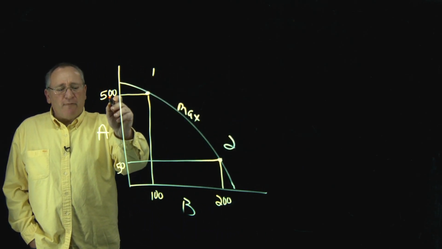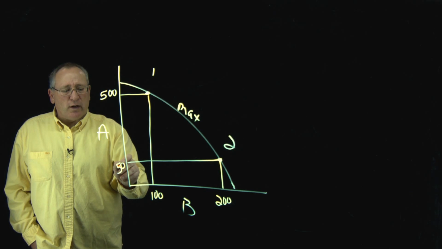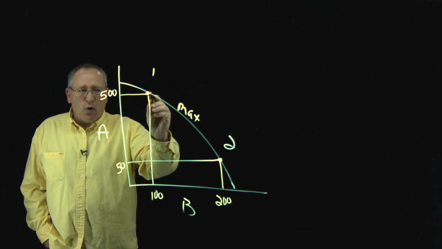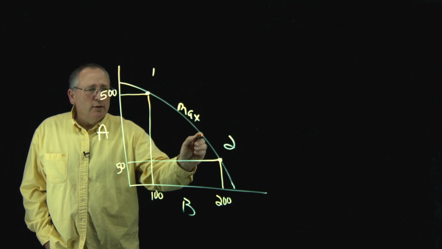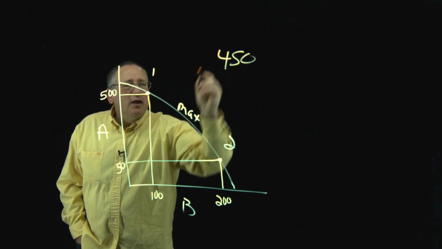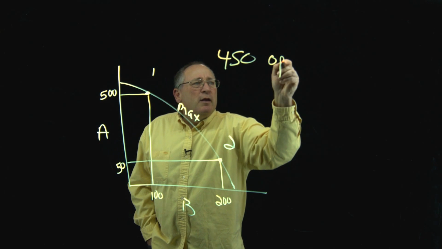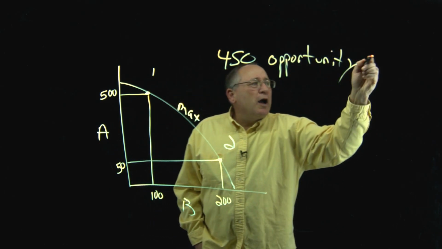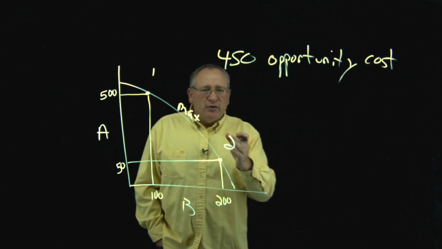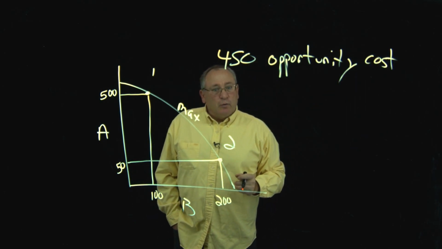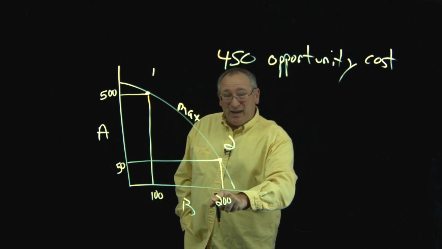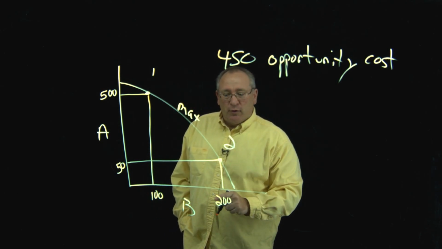We were at 500 units, and so we're going to drop down to 50 units. So our opportunity cost to go from point 1 to point 2 is 450 units. That's what we give up. That's what we sacrifice. And that is called our opportunity cost. Is it worth it to us? Well, we gave up 450 units to only gain 100 units of B. Is that worth it to us?